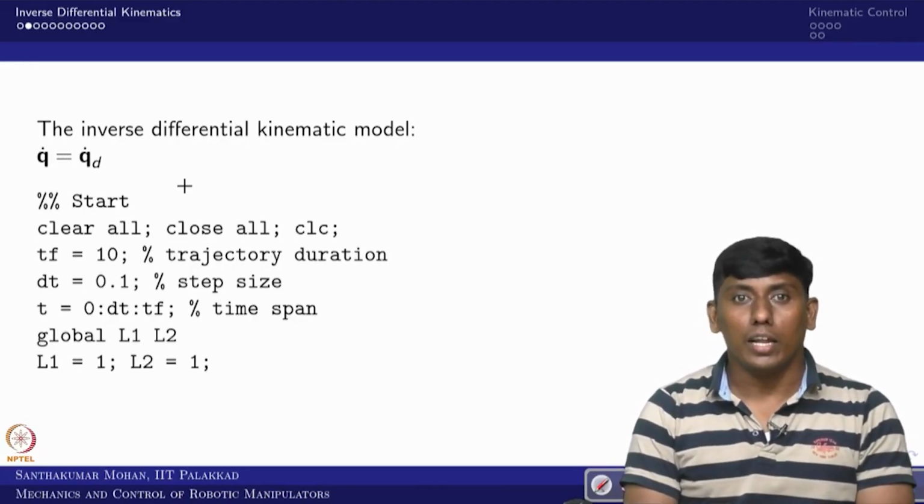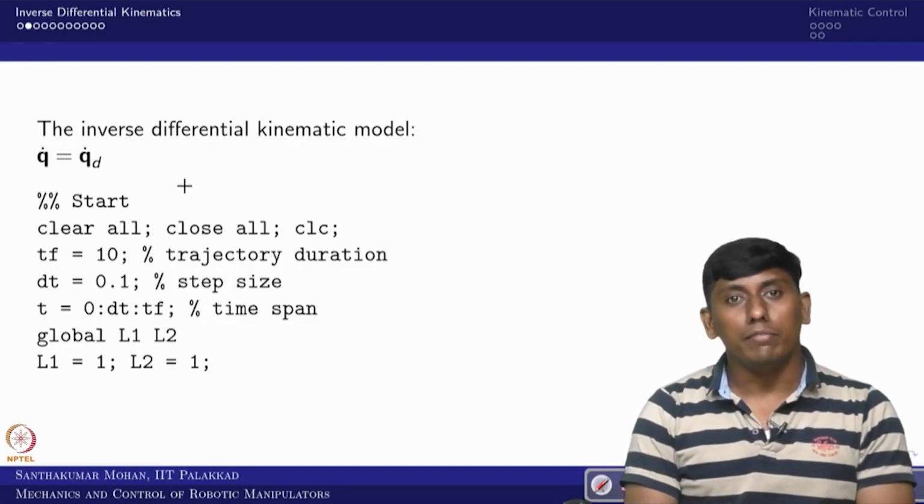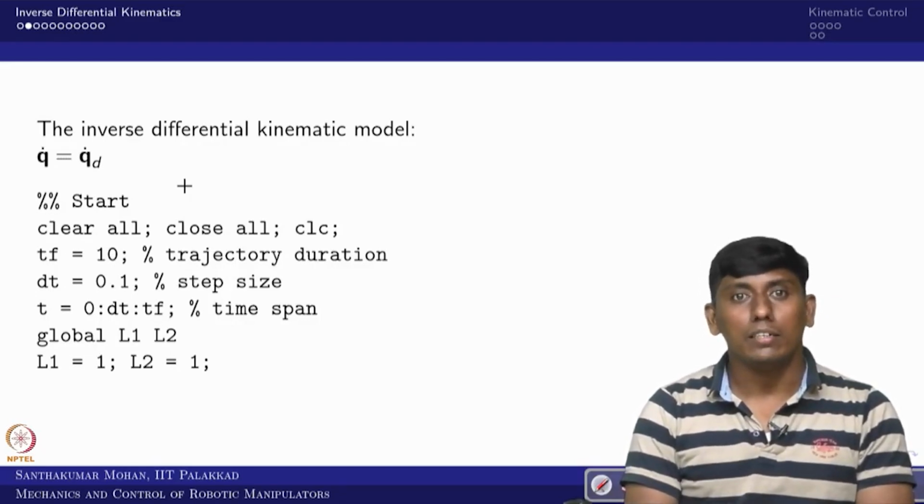Then we can write the Matlab code in this way. Since it's a differential equation, we are trying to solve q of time by numerical integration, so again we will bring the Euler integration. Here 10 is the total duration of the trajectory, or probably the simulation. The step size is given as dt, and then the time span goes.